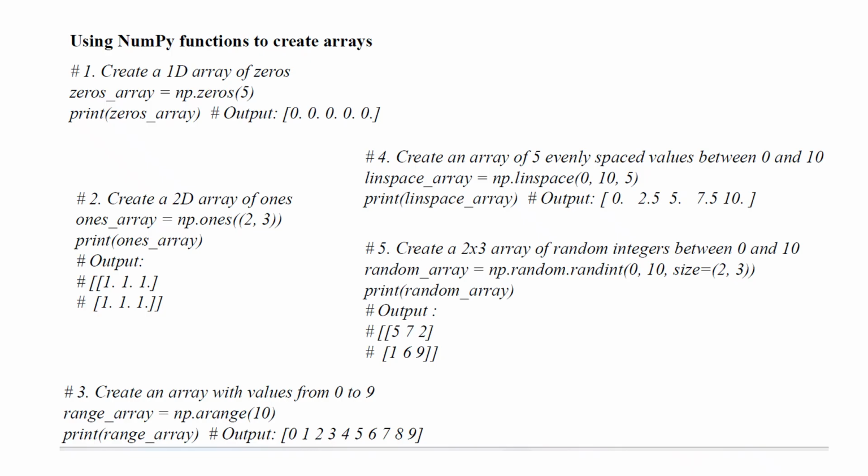Then here the fifth problem statement is creating a 2 by 3 array of random integers. Here we will be using the syntax np.random.randint(0, 10) and the size of the random integers to be generated from 0 to 9, and it is a 2 by 3 array. So in this case 0 is included, but 10 is excluded.